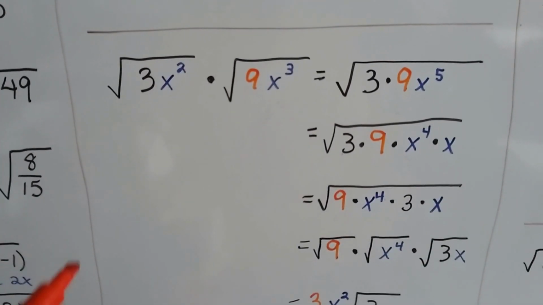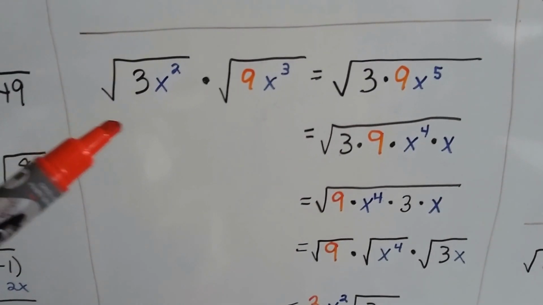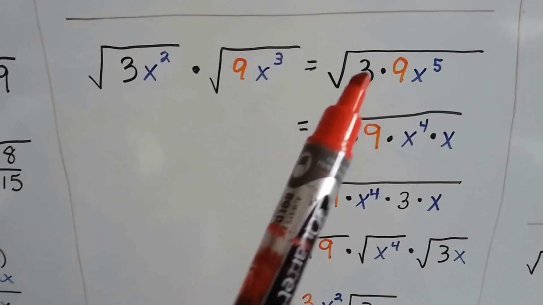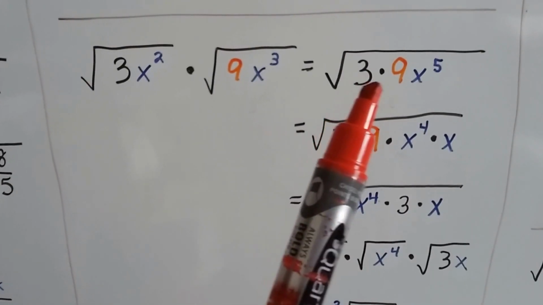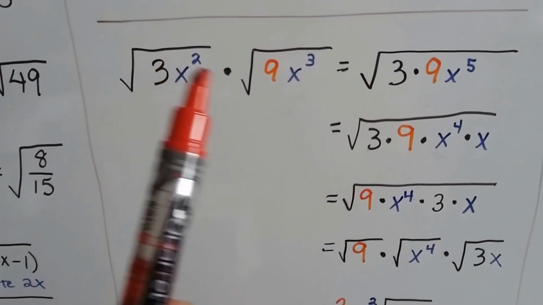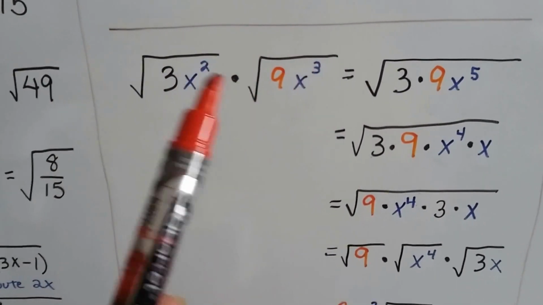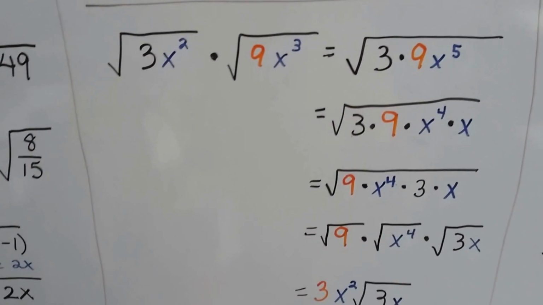Let's take a look at this one. Now we've got the square root of 3x squared times the square root of 9x to the 3rd power. We rewrite it as 3 times 9, and the product rule for exponents says we add exponents when we multiply, right? So now we've got x to the 5th.